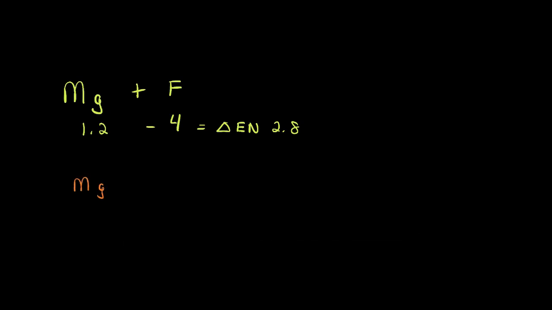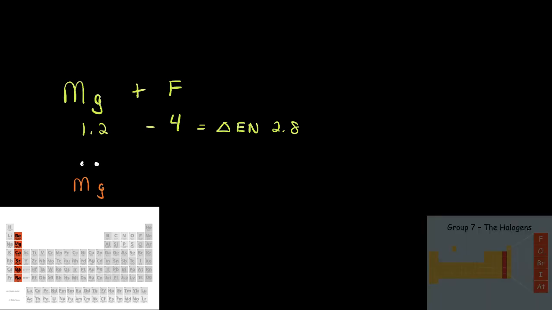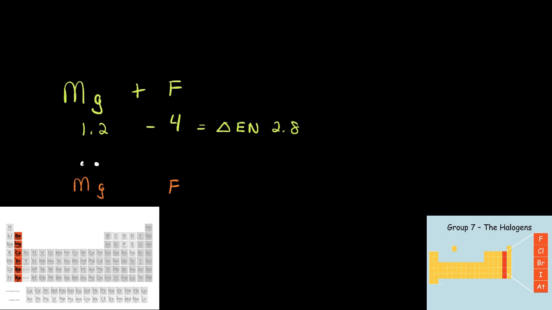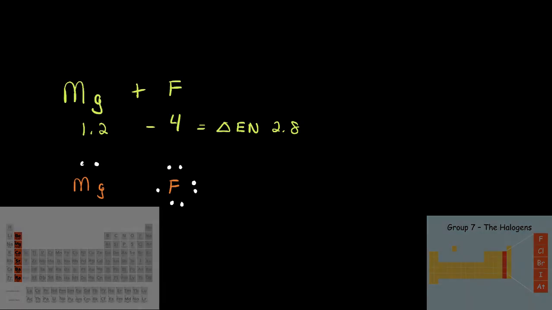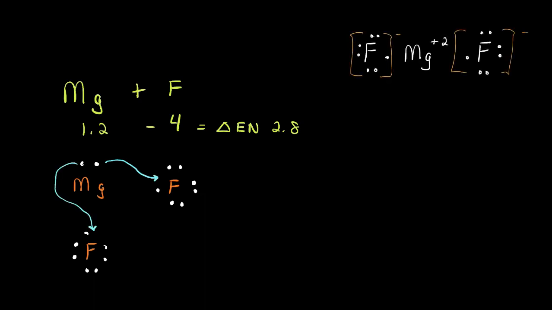So magnesium, it's an alkaline earth element, so it's going to have 2 valence electrons. Fluorine is a halogen found in group 7, so it's going to have 7 valence electrons. Right off the bat, fluorine can only take 1 electron away. Magnesium needs to get rid of 2. So how many fluorines are we going to have? You're going to have a second fluorine in order to take that second electron away from magnesium. So this electron right here will be drawn to that fluorine, and this electron will be drawn to that fluorine.